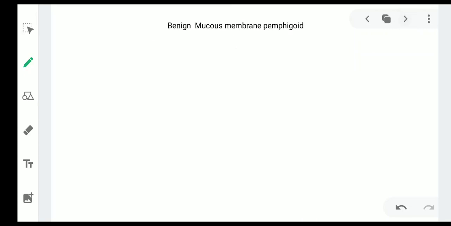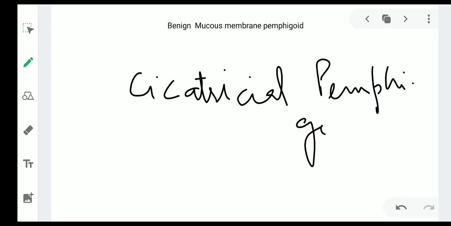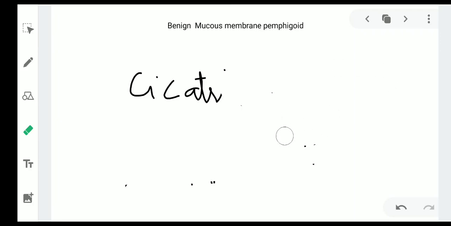Now, benign mucous membrane pemphigoid, we will start. It is also known as cicatricial pemphigoid or mucous membrane pemphigoid. These are the two names for it. Ocular pemphigus is a name which is sometimes used for it.